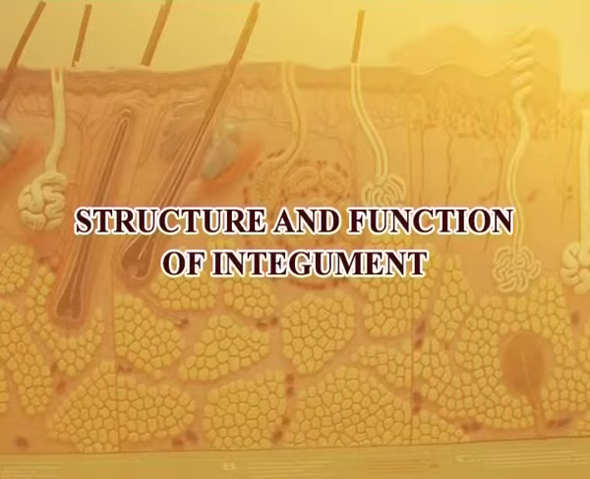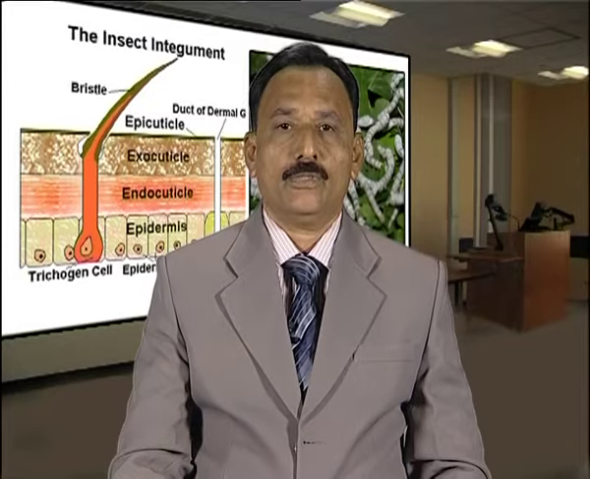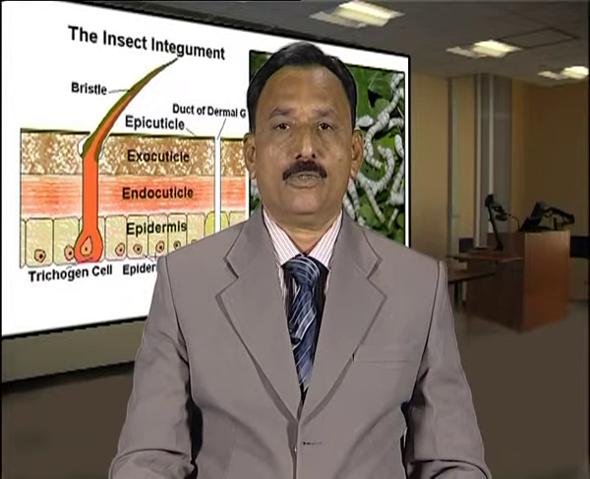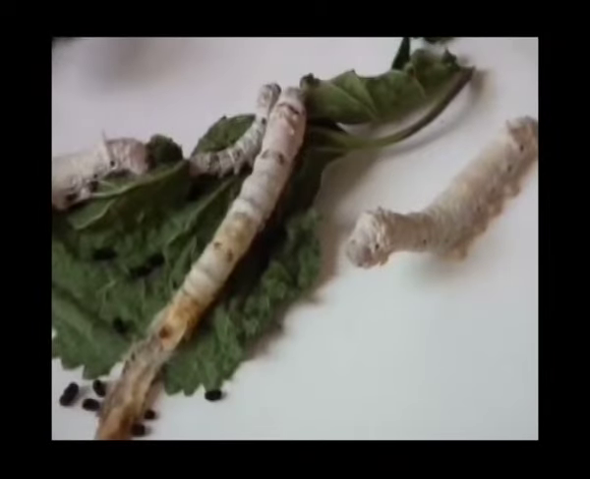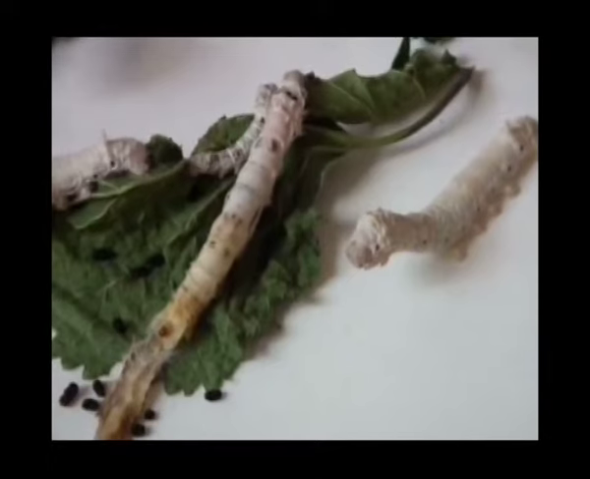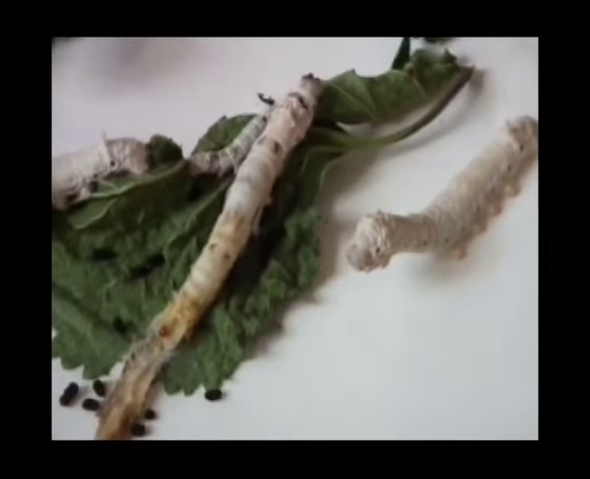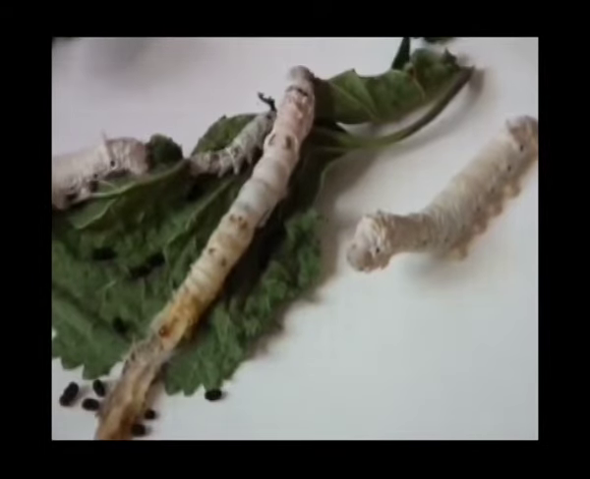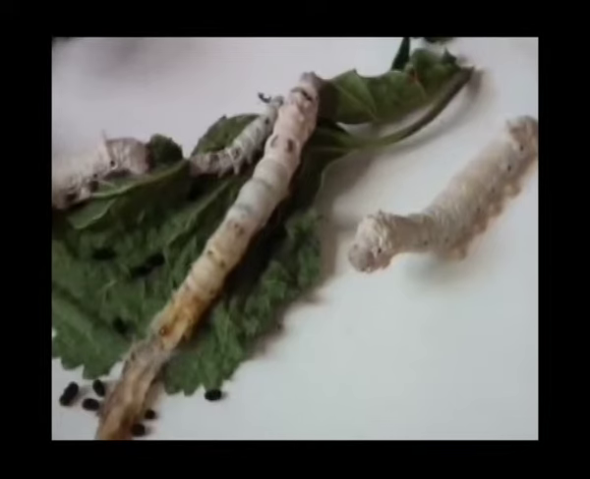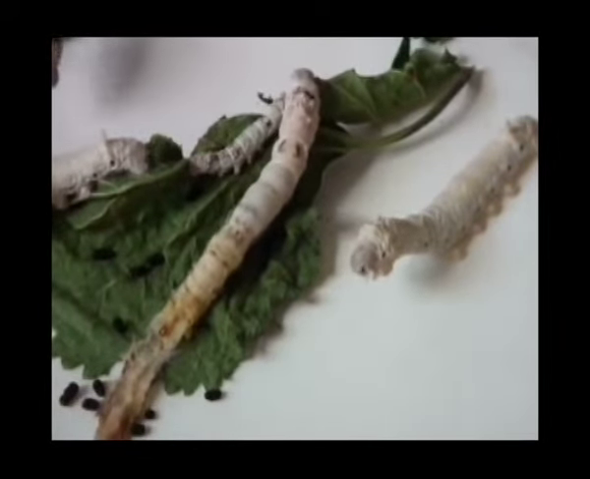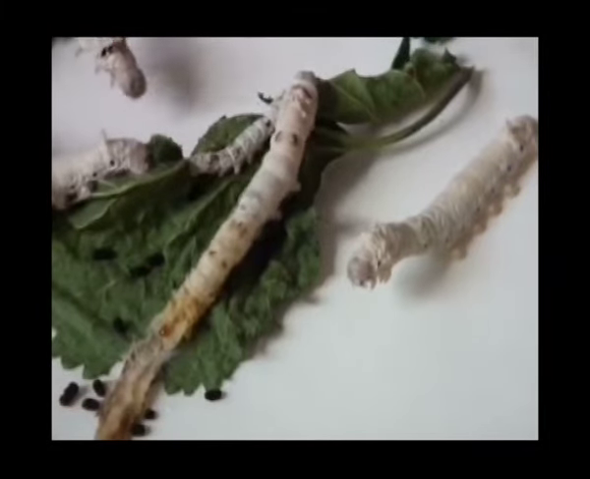Structure and function of integument. To understand the mechanism of ecdysis, it is necessary to know the structure of the integument. The integument of silkworm larva comprises the outermost layer called the primary cuticle, followed inwards by a secondary cuticle. Both of them together are called the cuticle and are formed from a substance called chitin.